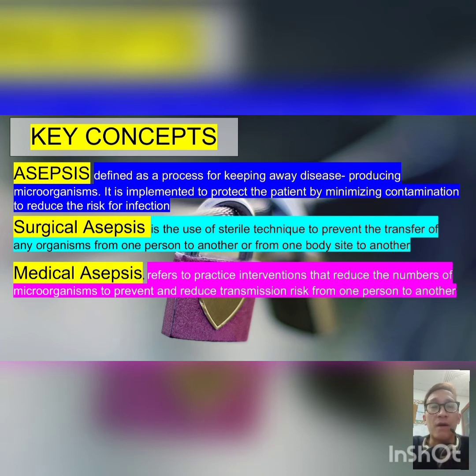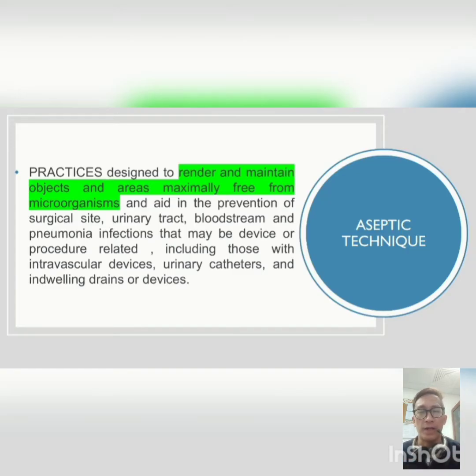The other type of aseptic technique is medical asepsis or clean technique. It refers to practice interventions that reduce the numbers of microorganisms to prevent and reduce transmission risk from one person or place to another. Since our main topic for this week is all about aseptic technique, it would be better if we define what aseptic technique is all about.